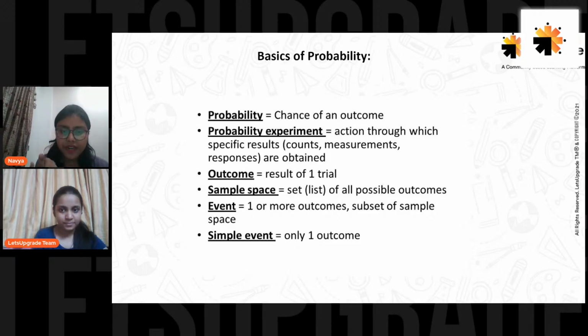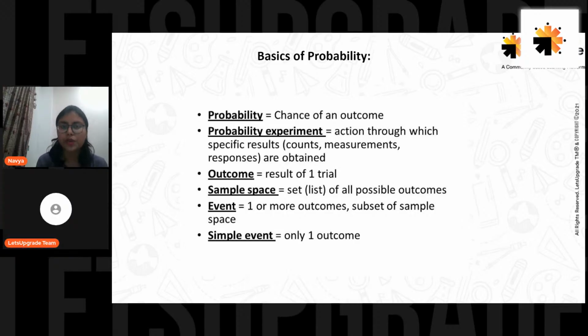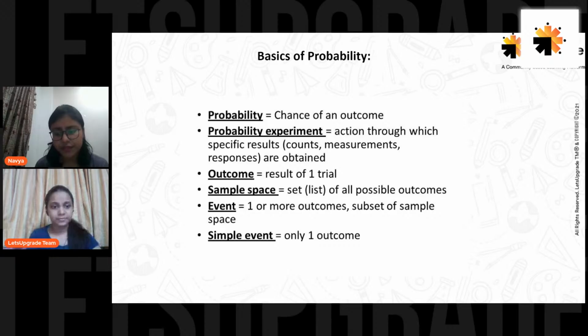Now coming to your event. So an event is one or more outcomes, a subset of the sample space. So whatever sample space you have, you just take some part of the sample space and create an event. Okay, कि उस particular scenario में what will be the result? Simple event, if you consider only one outcome. Okay, अगर आप एक outcome consider करें, so that is your simple event. So these terms are very, very basic and important as well.